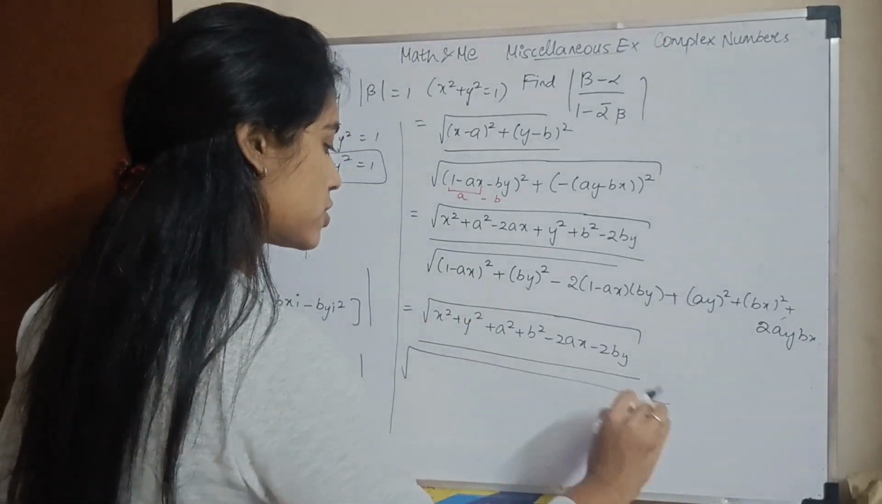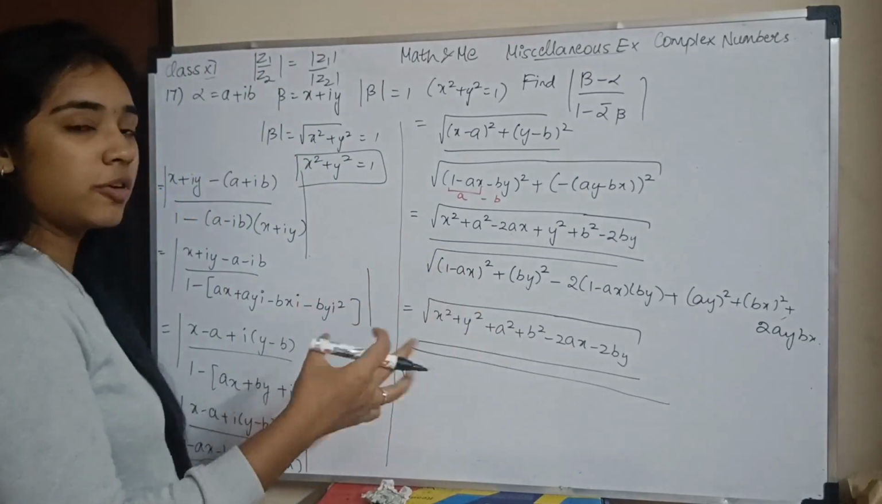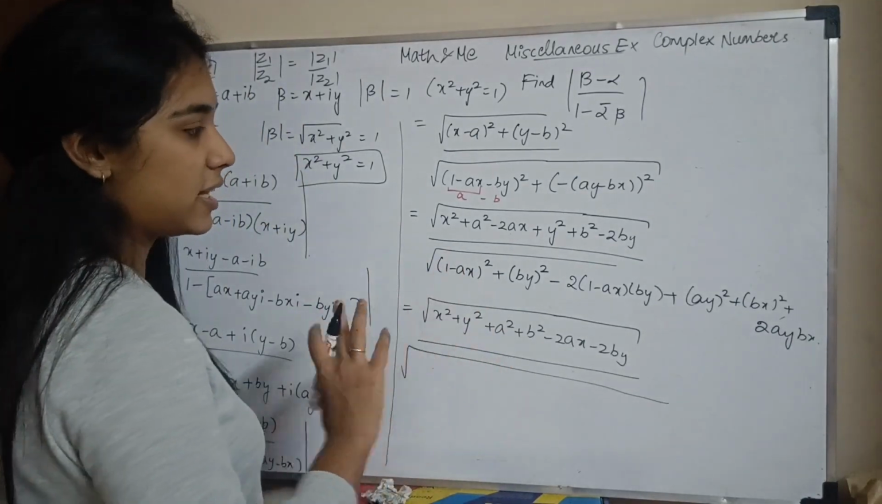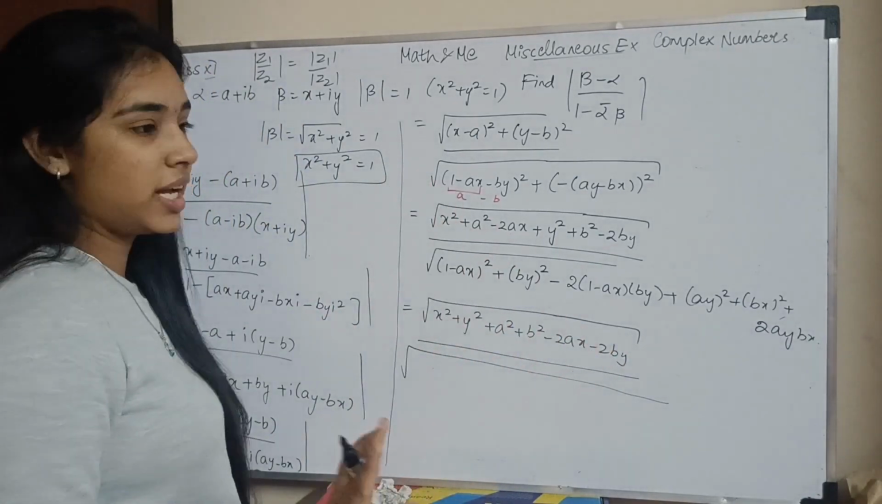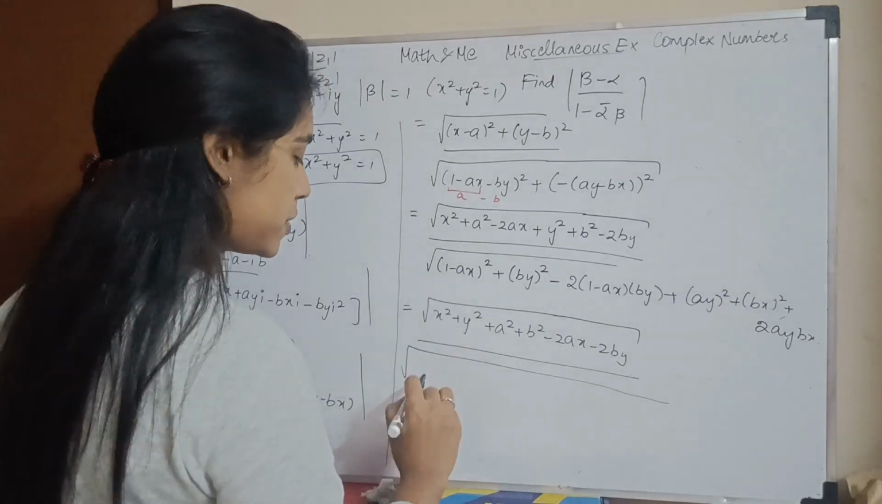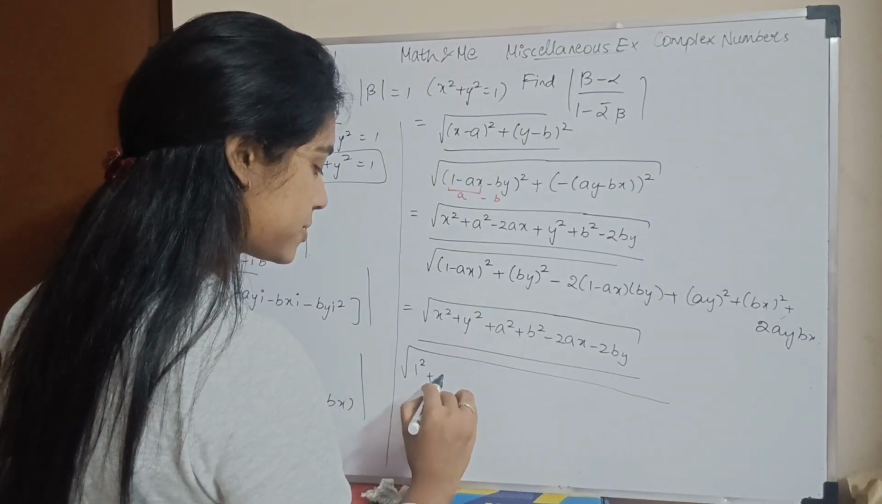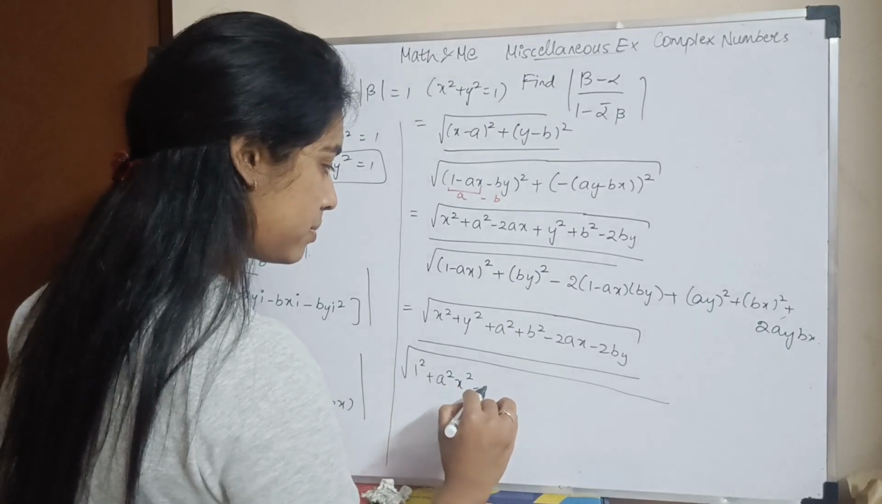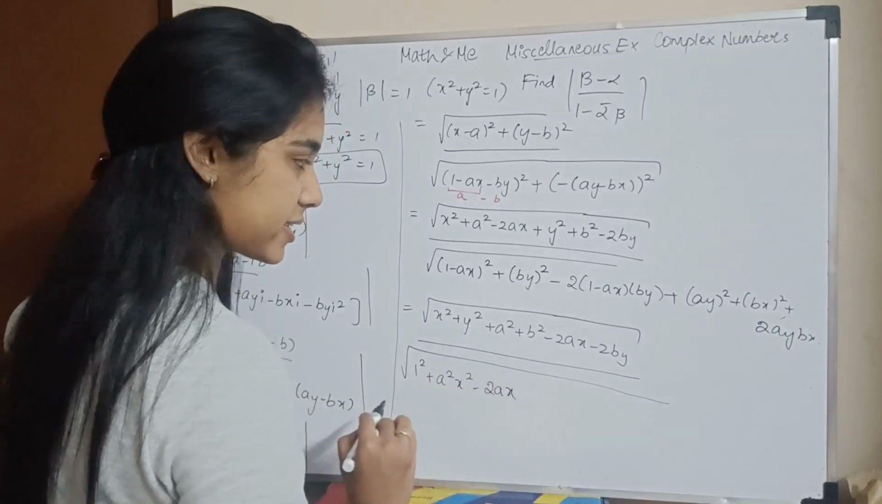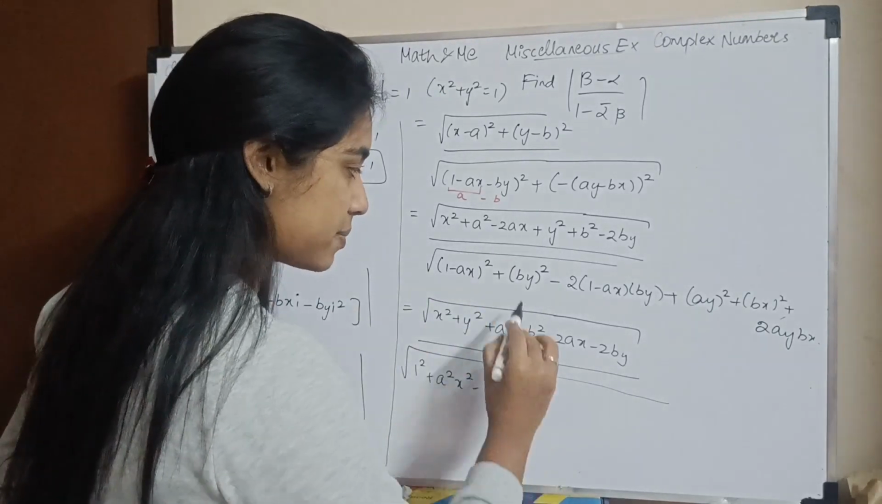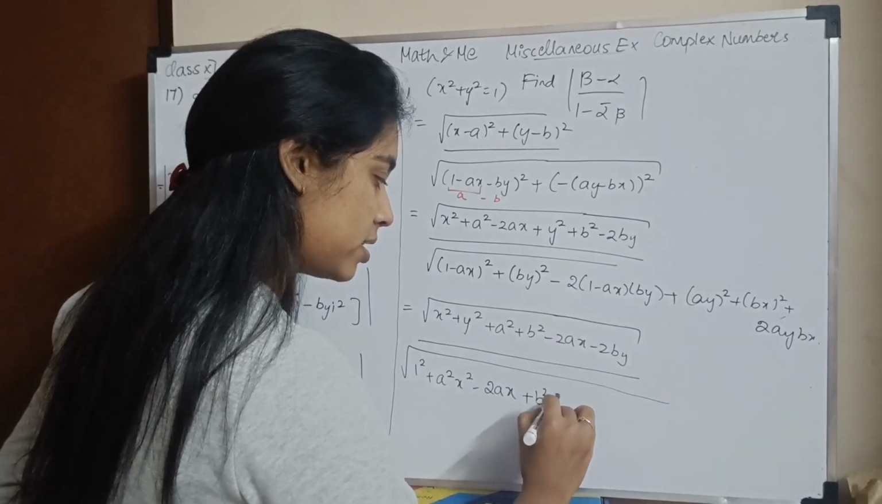So what will be the formula for a minus b whole square? This is only using the formulas that you have already learned. There is nothing complicated. If you don't make a mistake in the calculation, the answer will come. Okay? So a minus b whole square is a square plus b square, a square x square minus 2ab, which is minus 2ax. This term is done. Plus by the whole square is b square y square.